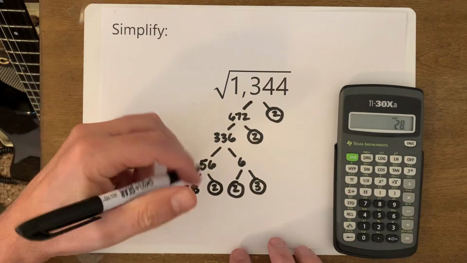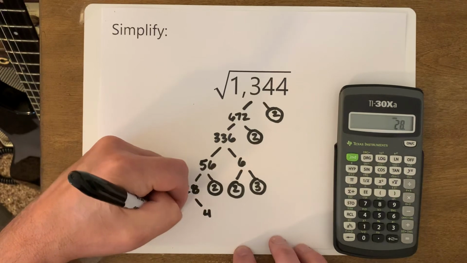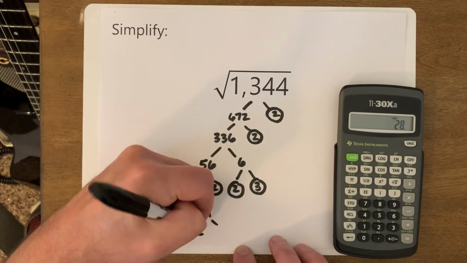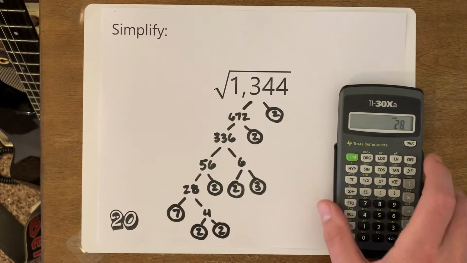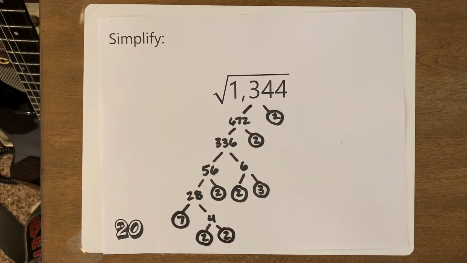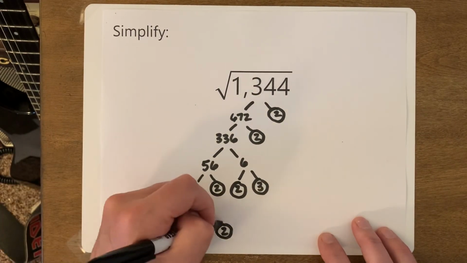28 is 7 times 4. And 4 is 2 times 2. All right, so now we've broken it down into all of its primes. Let's see what we got here. Be very careful when there's so many of them. That's why I circle them. So I have a pair of 2s.